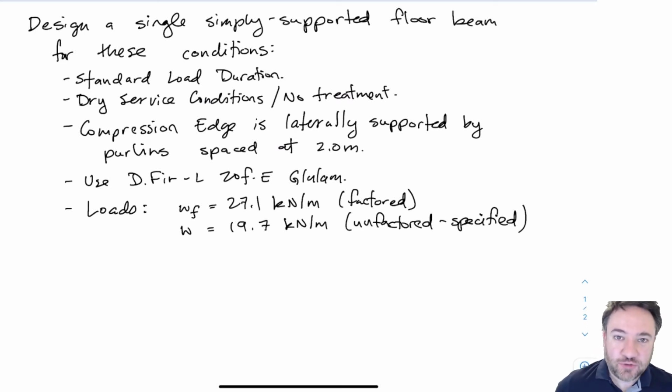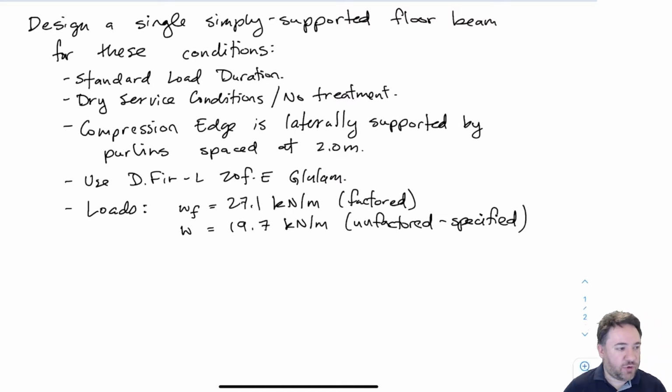I'm Jeff Barochko from Carleton University, and in this video, I'm going to be doing a full beam design example. So we're going to start with some design requirements. We are going to select a beam, and then we're going to go through and check all of the applicable resistances. Moment resistance, shear resistance, bearing resistance, compression perpendicular to grain, and also deflection. So let's get started.